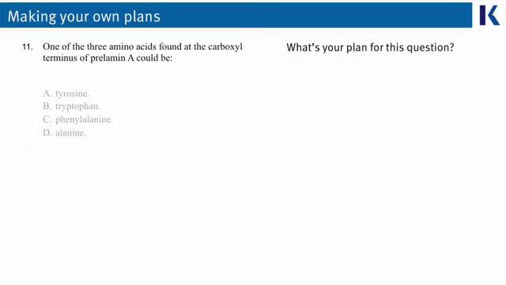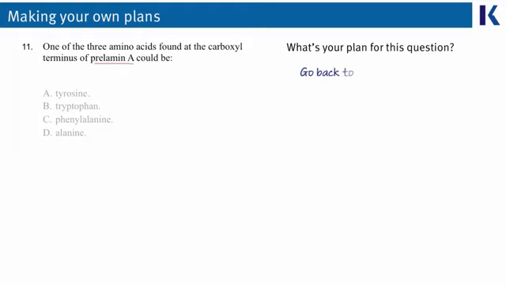What about this question? Take a moment to read through the question stem and determine what your plan would be for answering this question. During the assess step, we may know that the answer choices are all very short, they're just names of amino acids, and that the question stem is asking us for an amino acid found at the carboxyl terminus of prelamin A. Well, prelamin A is certainly not a protein we're expected to know the primary structure for by heart, so we're going to have to go back to the passage.